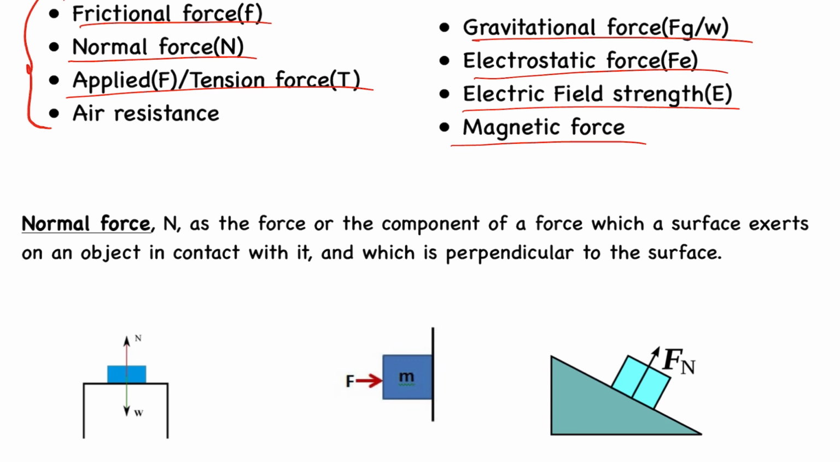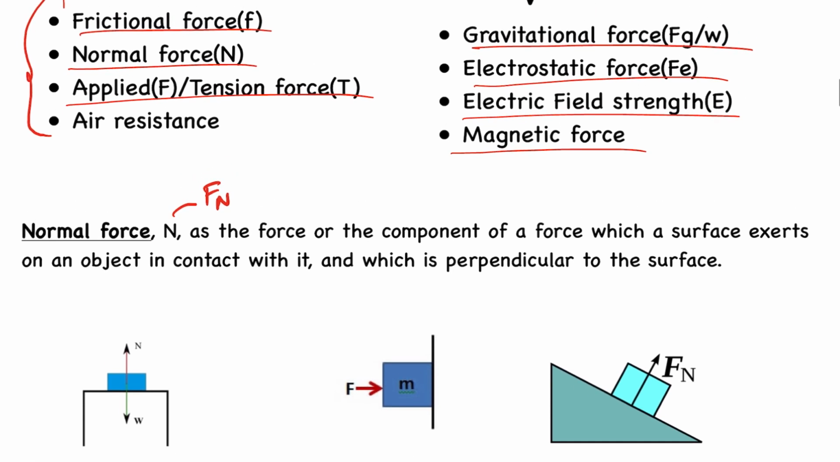What is a normal force? Its symbol is the capital letter N, or the capital letter F with the subscript capital letter N. It's the normal force. Now, the definition of the normal force is very important to know. It is the force, or the component of the force, which the surface exerts on an object in contact with it and which acts perpendicular to the surface. So a normal force is a force which the surface exerts on objects in contact with it and which is perpendicular.